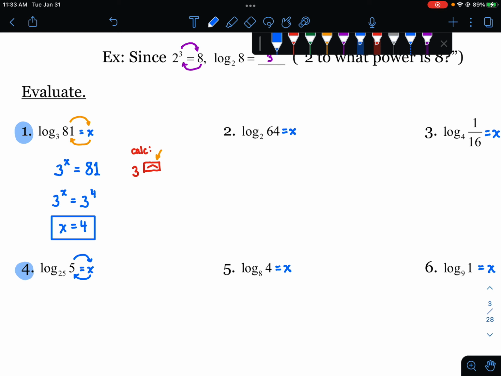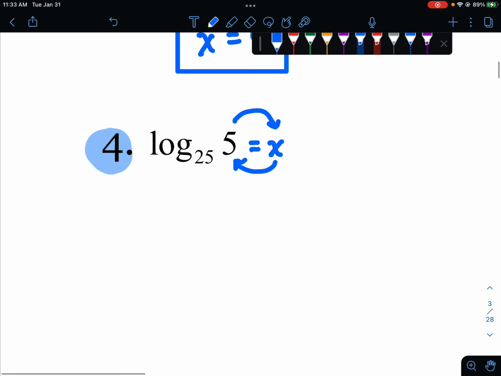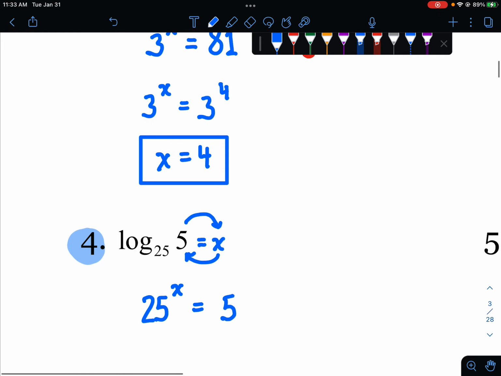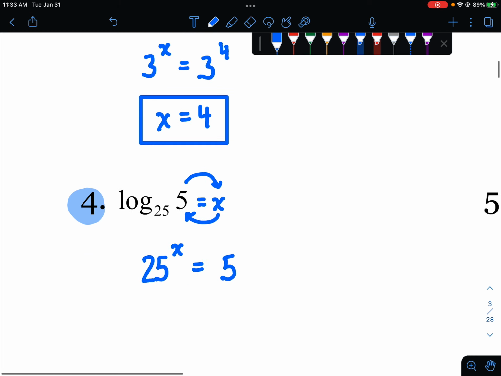Now, we're going to have some unusual ones, like when I do this one, I have 25 to the x power equals 5. That is strange looking. So what I'm going to do is interpret it like I did on that previous problem where I said 3 to the x equals 3 to the 4th. And 25 is another way of saying 5 squared.